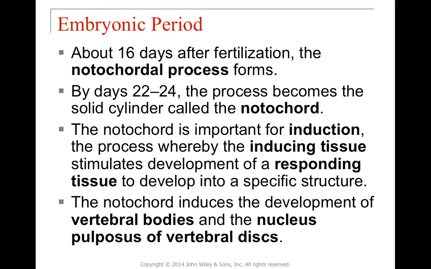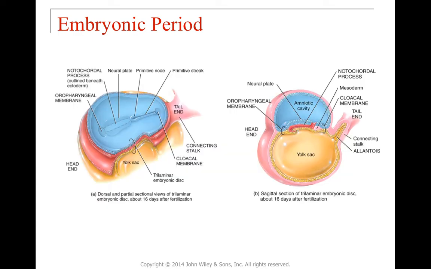Around 16 days, we're going to start making something called the notochordal process, which is eventually going to become something called the notochord, which is going to be where we are eventually going to be making our spinal formation, right? So notochord is going to be very important for making tissue that's going to respond to all of the different structures around it. And it's going to induce the development of things called vertebral bodies, which are going to be prevertebrae, basically, and the nucleus pulposus of the vertebral discs. So the notochord is eventually going to become the spinal column.